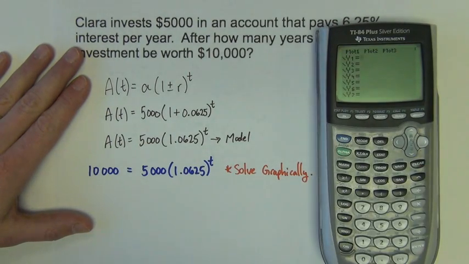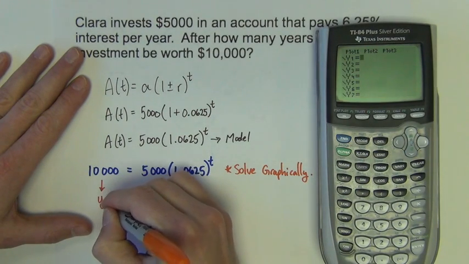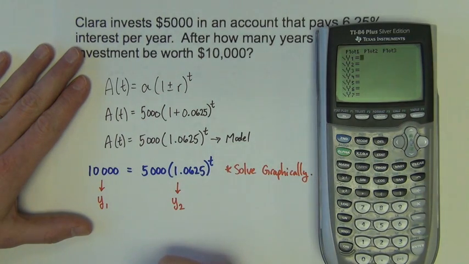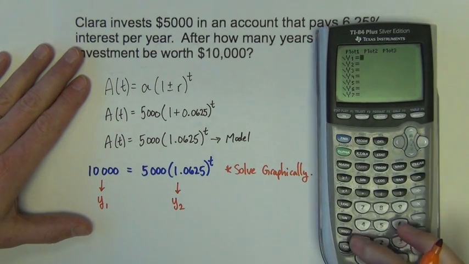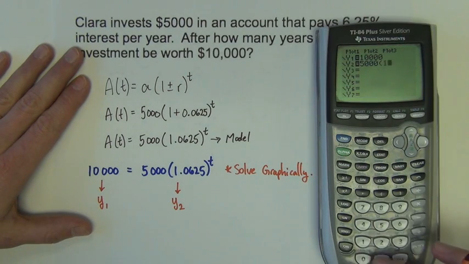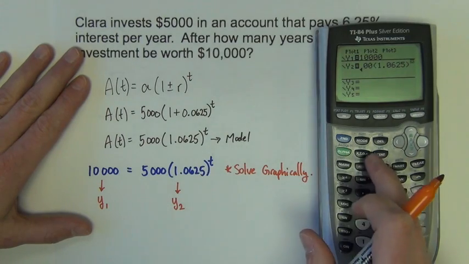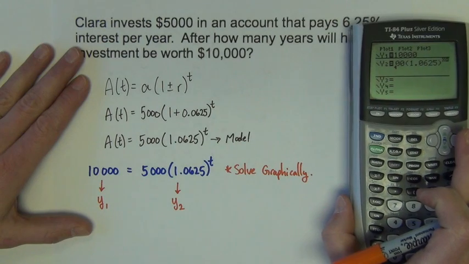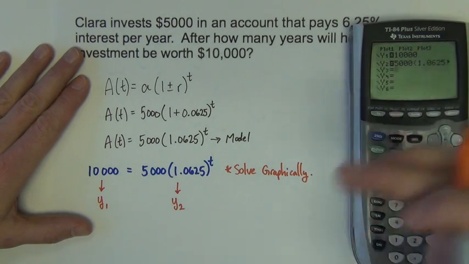First thing you're going to do is go to the y equals screen. We're going to let this side of the equation be the y1, this side be the y2. Okay, so let's type that in. 10,000 and then 5,000 times 1.0625 raised to the t, just use your variable button. The variable is going to be x, but the x can be t just the same, so that won't really matter. So I've got my two functions typed in.